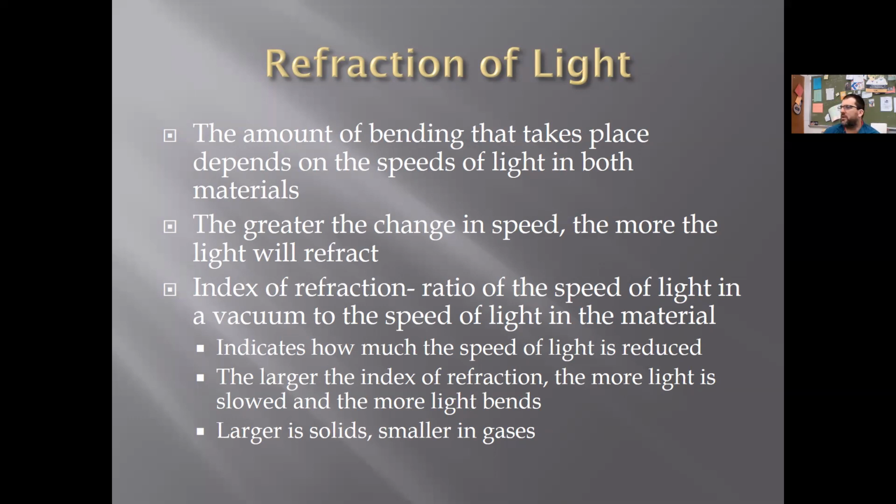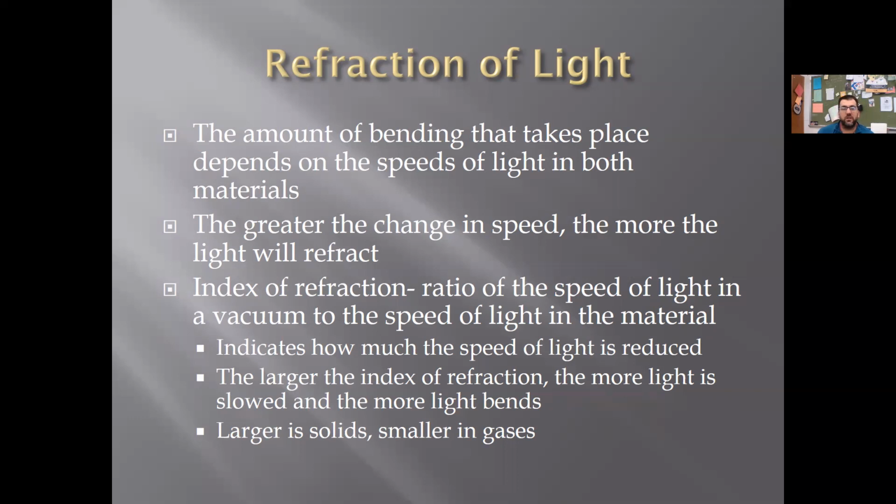Someone asked me if there is a law of refraction. No, there's an index of refraction. It's the ratio of the speed of light in a vacuum to the speed of light in a material. These are known values. People know the index of refraction of water, of glass, of plastic, of everything. The larger the index of refraction, the more the light is slowed and the more the light is bent.